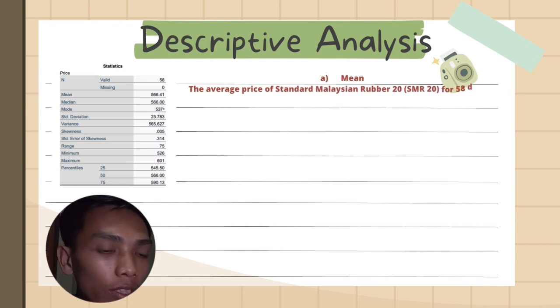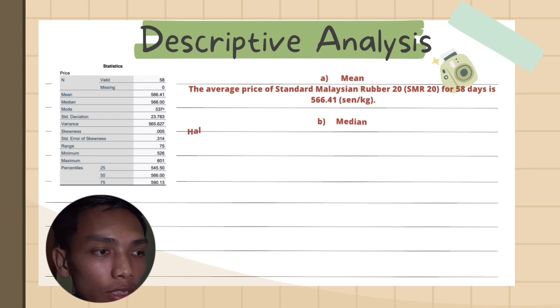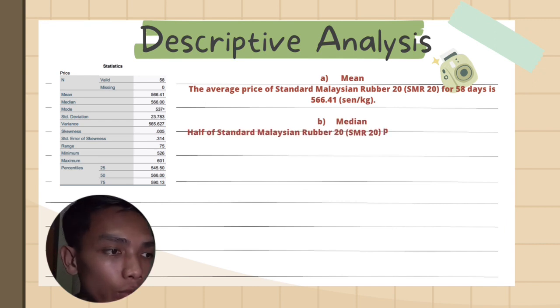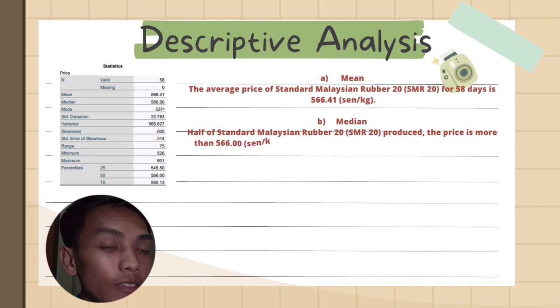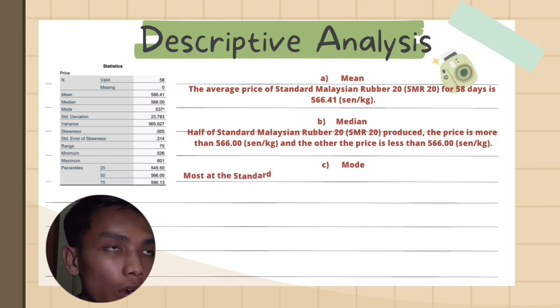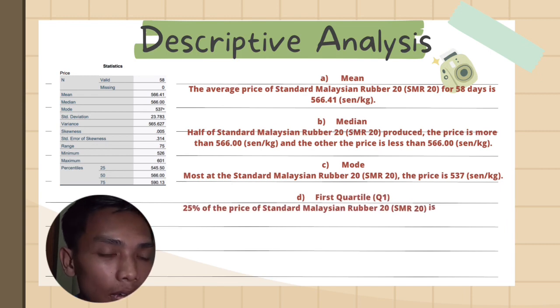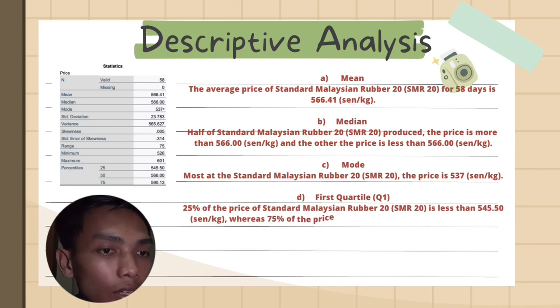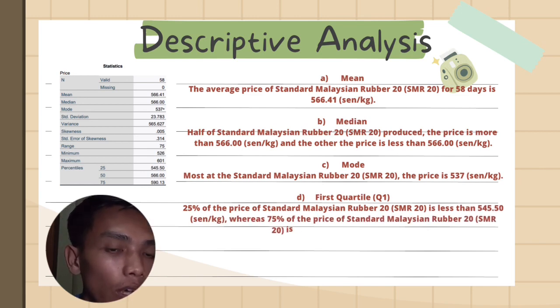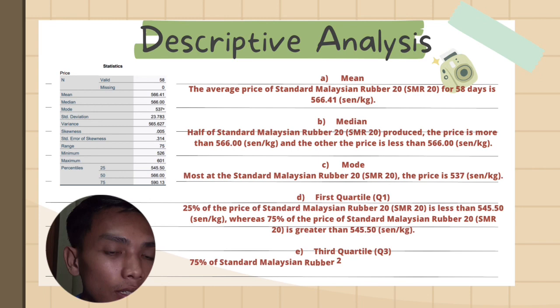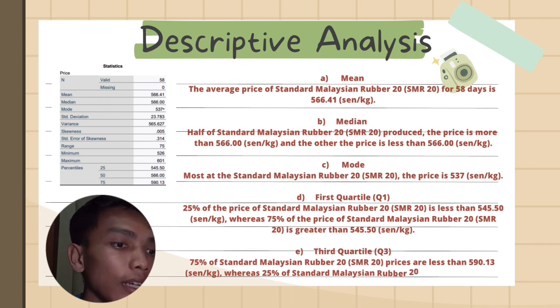First we do five calculations, which are mean, median, mode, first quartile, and third quartile. First, the mean. The mean is the sum of all values divided by the number of observations, which we write as n. In this analysis, the average price of Standard Malaysian Rubber 20 for 58 days is 566.41 cent per kilo.